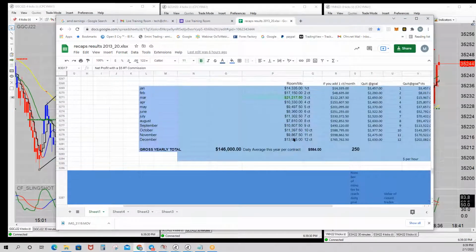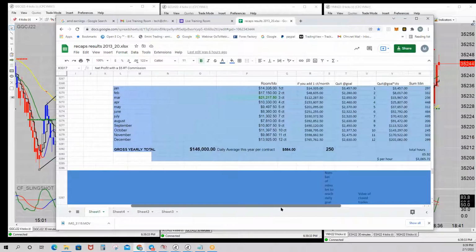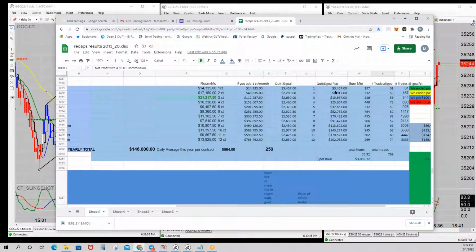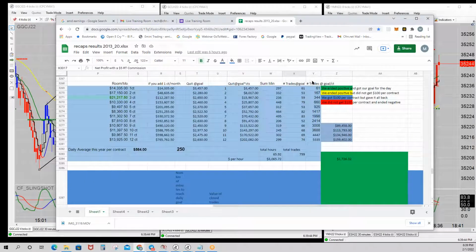I'm still trying to figure out the spreadsheet for this year. It's the first time I've had to actually change from year to year with this part of the spreadsheet. But that's what we ended up with at the end of last year. It was over 250 days, average $584 per contract per 2-hour trading day. If you were to stop trading when you got your goal for the day every day, and you added 1 contract per month, so at the end of the year, you're up to 12 contracts.